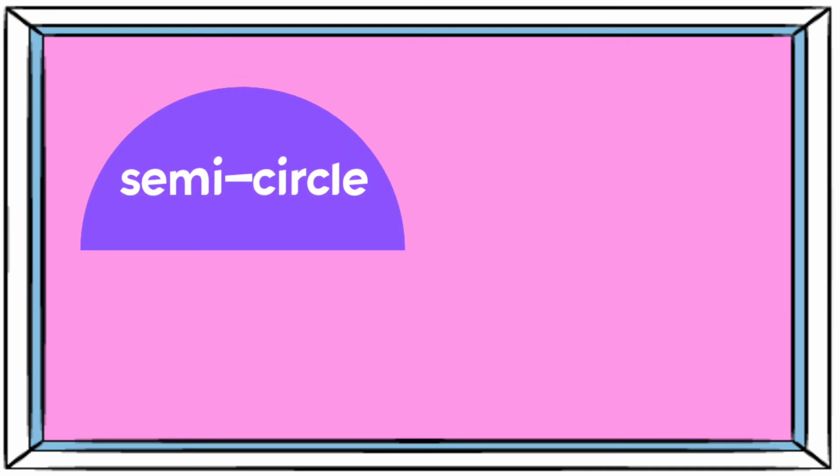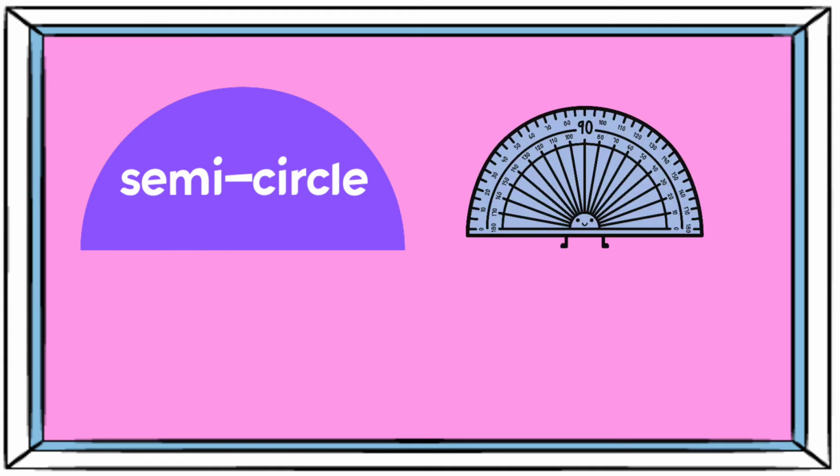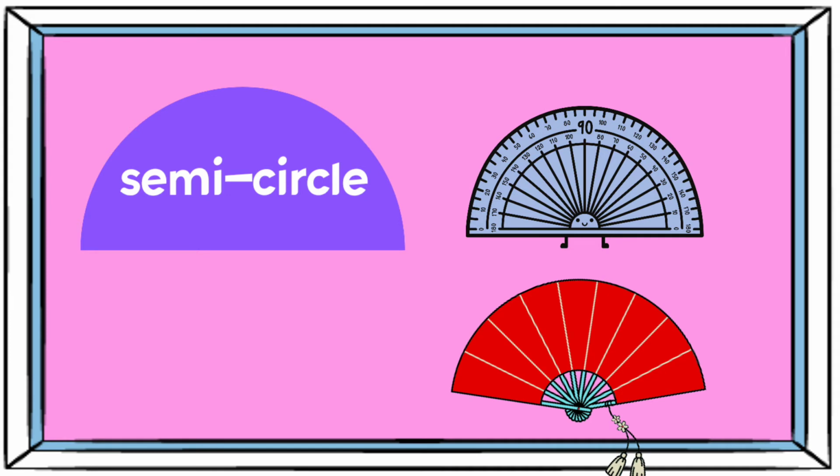Semicircle. Examples of semicircle: protractor, fan, half-cut orange.